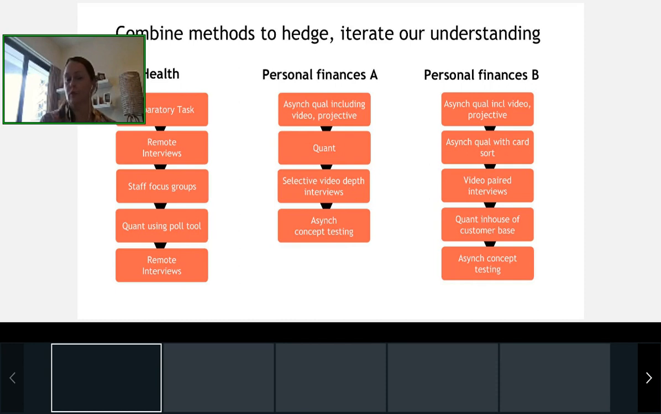We then did remote interviews, and also talked to staff to find out, what have you been hearing from customers that you talk to. Then we used some quantitative to understand some of these themes that we're seeing, how big are they, what could be driving those, and then back to more remote interviews as well. So it's not one piece of field work, it's multiple pieces of field work to get us to where we want to land. And then two different projects looking more broadly at personal finances.